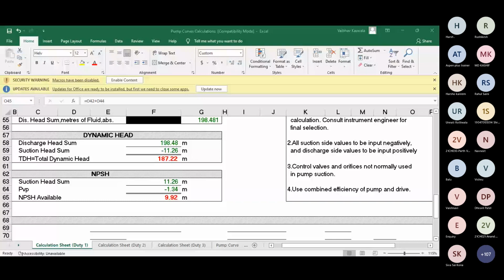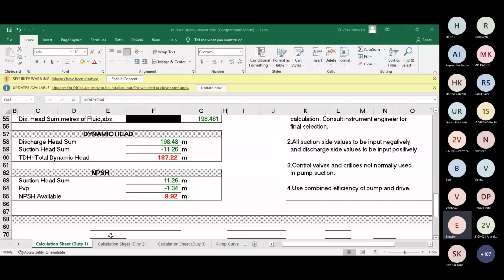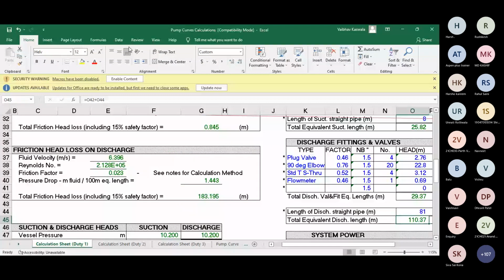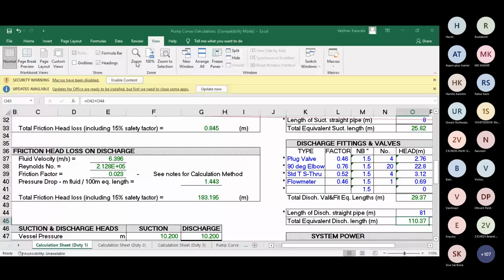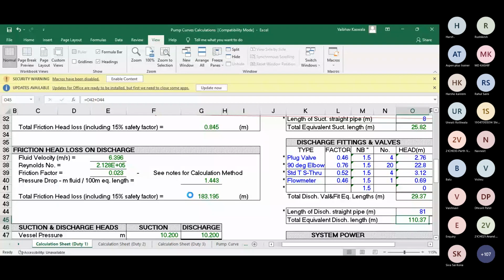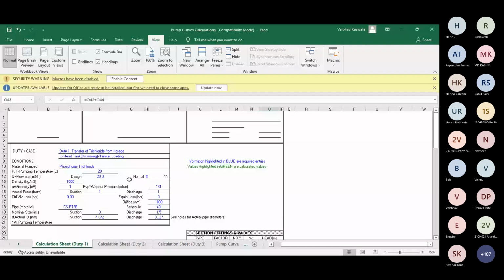So is my screen visible? Yes, sir. Okay. Please mute, somebody is having background voice. Yes, just a minute, I will mute them. Visible, right? You can read it, right? Yes.